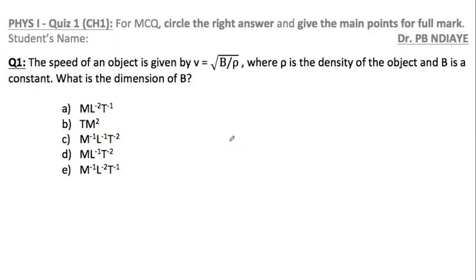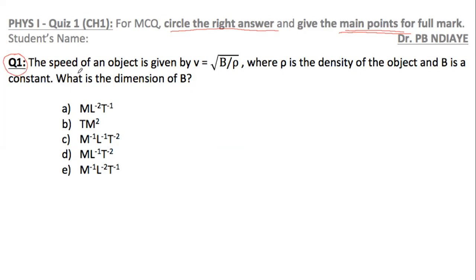Hello, today we will solve quiz number 1 on chapter 1 measurement. Okay, so the first question, Q1, is a multiple choice question. So you give the main point, meaning the main detail of calculation, then you circle the right answer. Of course, get full mark.